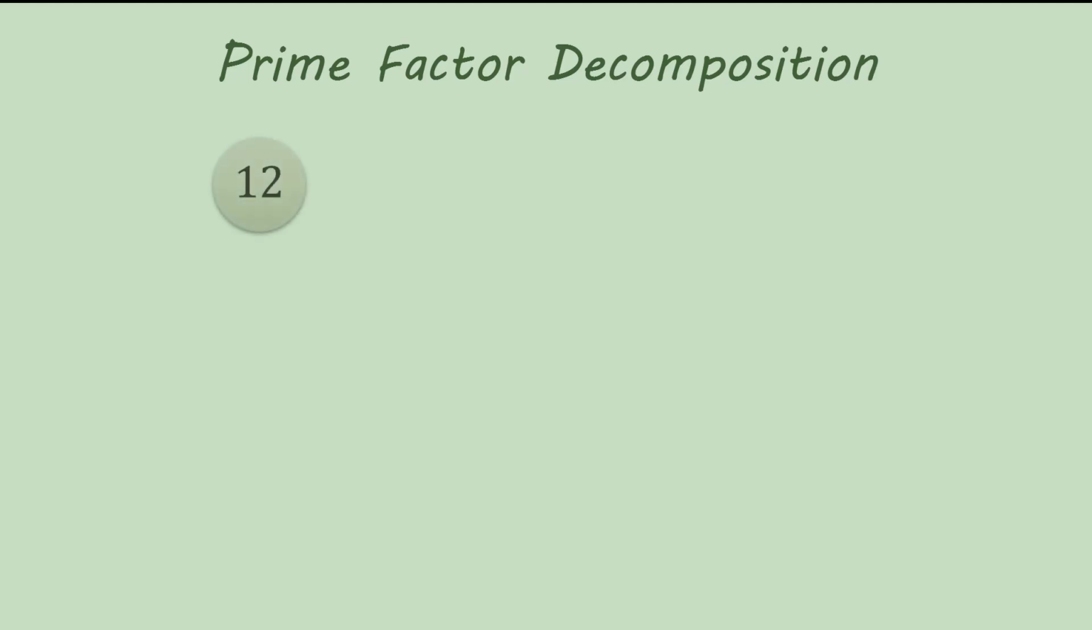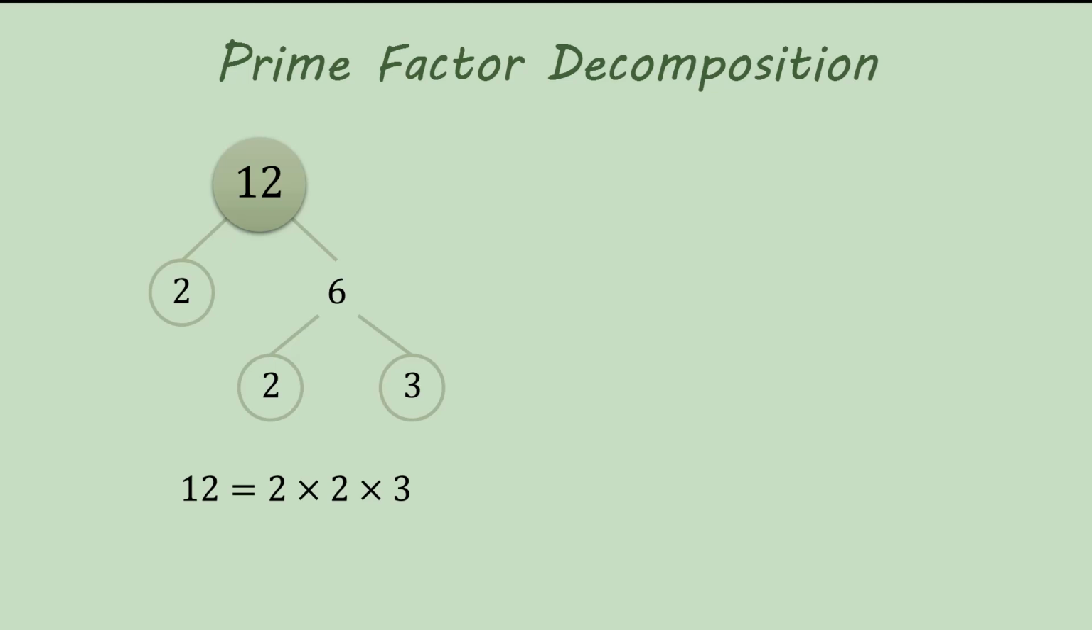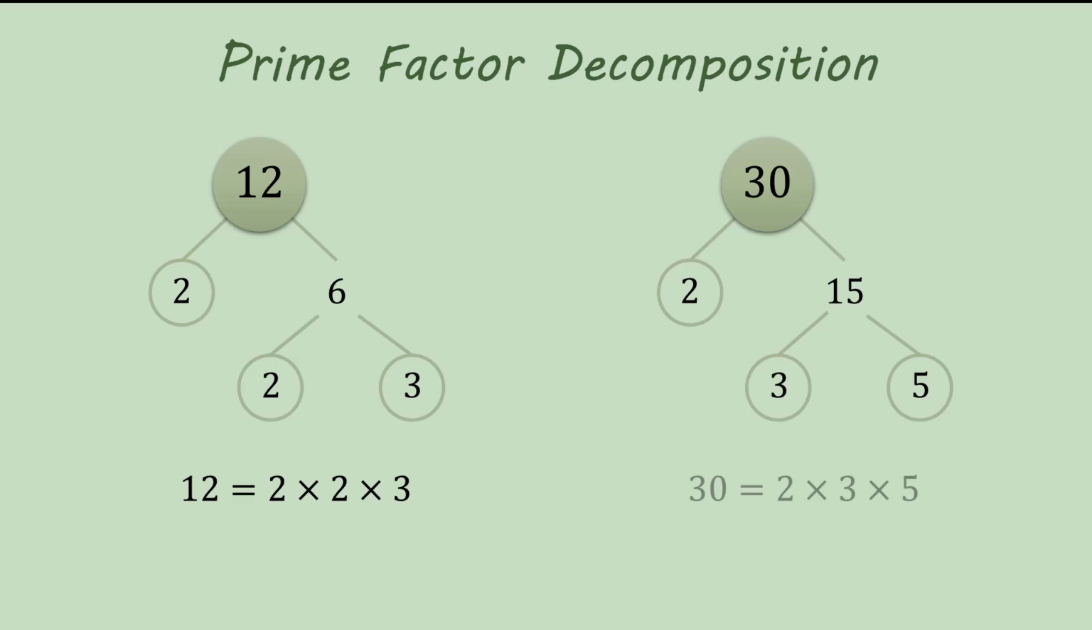So starting with 12, we can write this as 2 multiplied by 6. 2 is prime, so circle it. 6 can be written as 2 multiplied by 3, and these are both prime, so circle them. Therefore 12 is 2 times 2 times 3. Let's do the same for 30 by writing it as 2 multiplied by 15. Circle 2 and write 15 as 3 multiplied by 5, and circle both 3 and 5 as they're prime. Therefore 30 is 2 multiplied by 3 multiplied by 5.